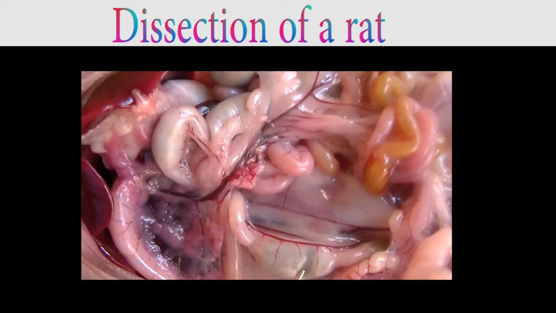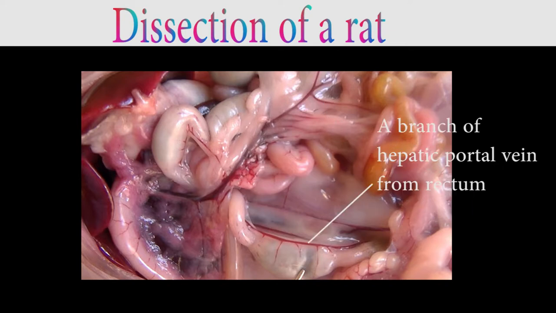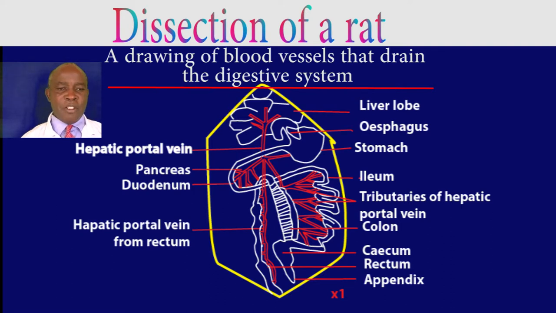Blood vessels that drain the digestive system include hepatic portal vein, hepatic vein, tributaries of hepatic portal vein from the intestines, a branch of hepatic portal vein from the rectum. A drawing of blood vessels that drain the digestive system. We label liver lobe, esophagus, stomach, ileum, tributaries of hepatic portal vein, colon, cecum, rectum, appendix, pancreas, duodenum, hepatic portal vein.